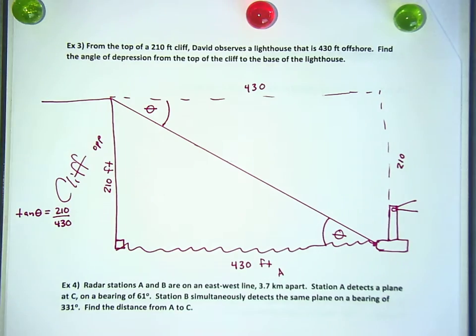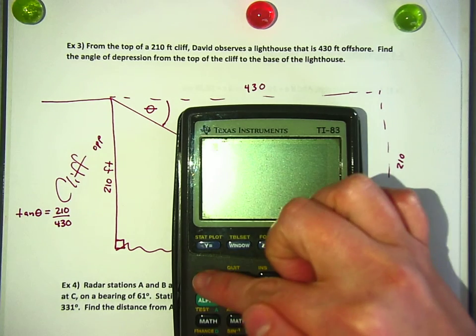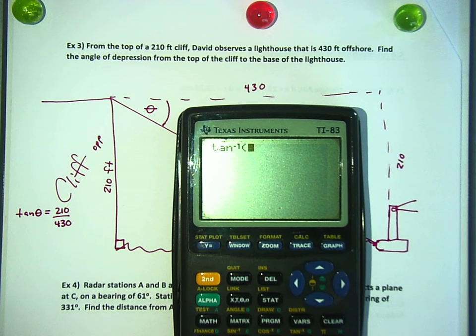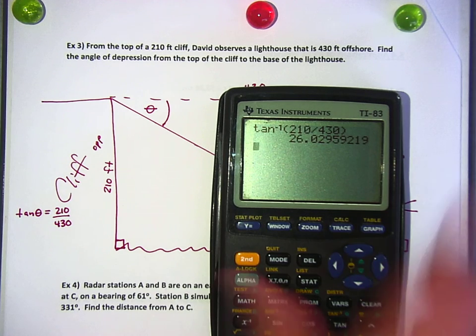I'm trying to find the angle, right? So we're going to use inverse tangent. In our calculators, we're hitting second tangent, which gives you inverse tangent. And then in your calculator, you can just type it in, 210 divided by 430. About 26 degrees?